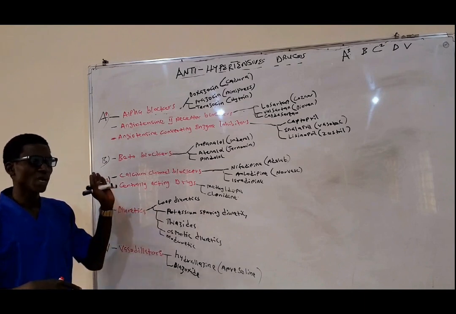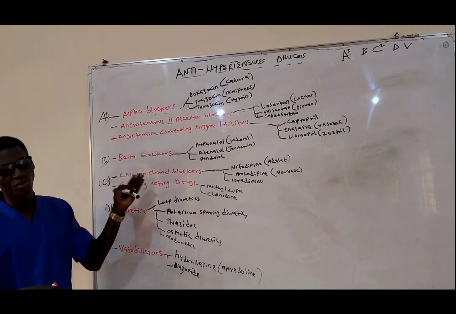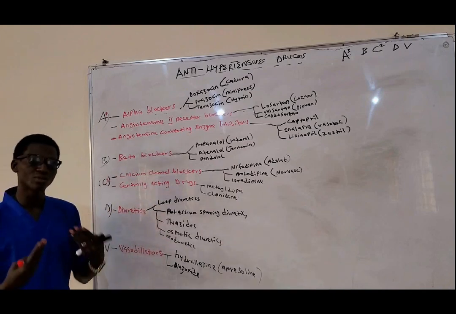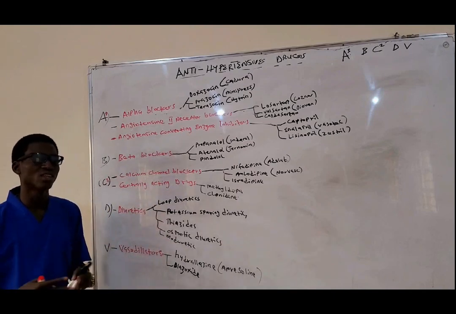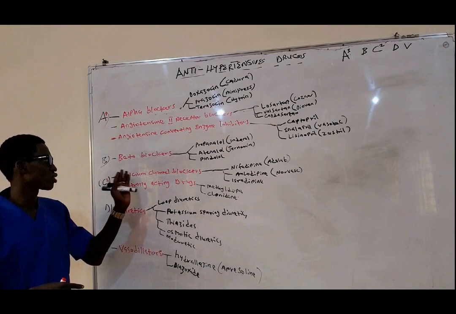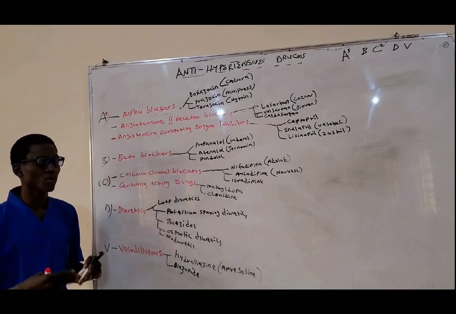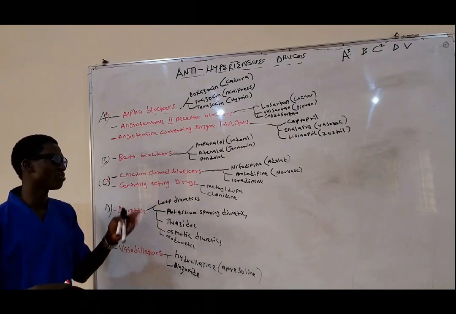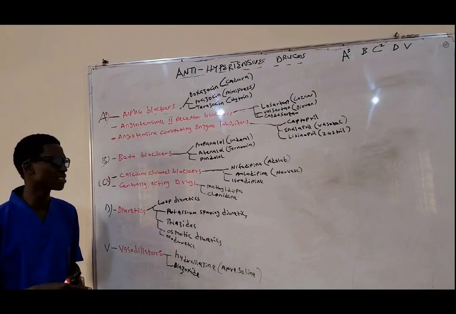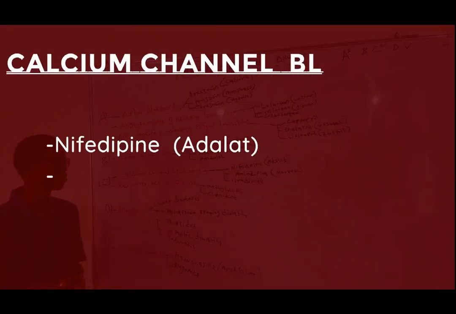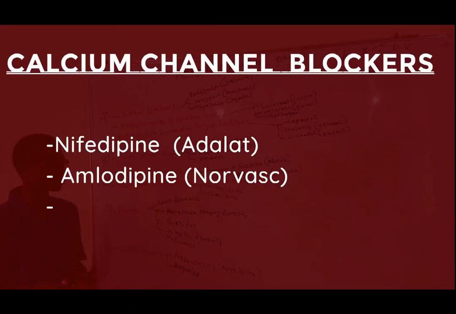So by the time the pathway is blocked, there is not going to be a way for calcium to enter and even to bring about contraction of the heart. And that is why they are called the calcium channel blockers. Examples of calcium channel blockers are nifedipine, or you call it Adalat. Then we have amlodipine, or you call it Novask. Then we also have isradipine. These are examples of drugs that belong to calcium channel blockers.